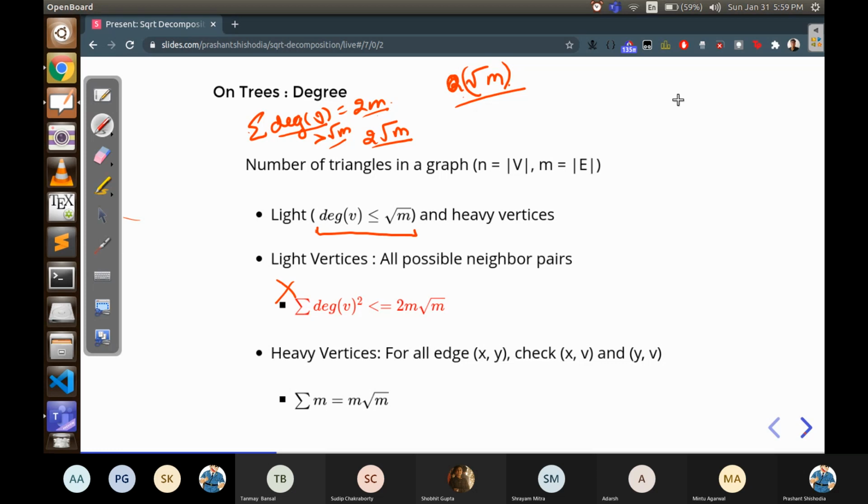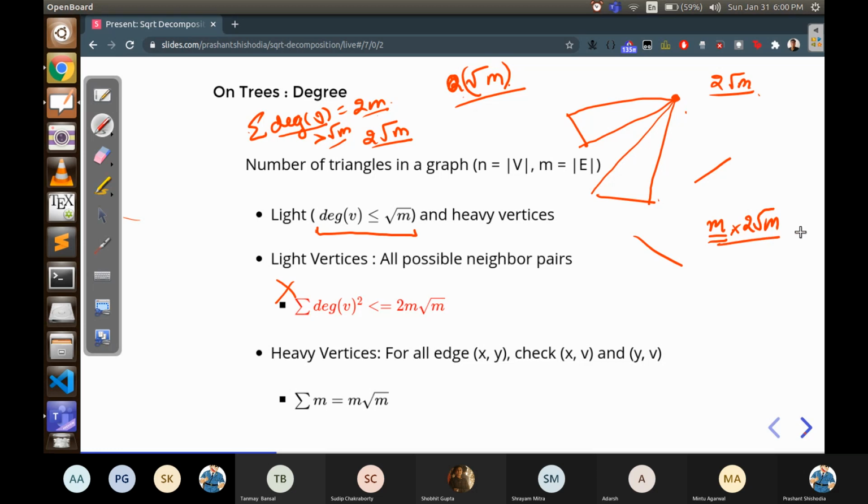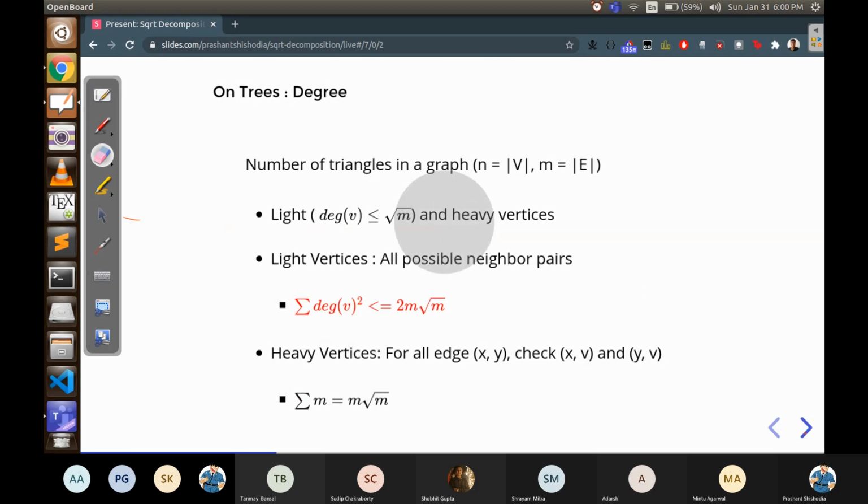For each of the heavy vertices, there are at most two root m of them. For each heavy vertex, I consider all the edges and check if they are connected to both endpoints. This takes O(m) for each vertex, and there are at most two root m heavy vertices, so this is 2m root m. So I'm done for heavy vertices, and I'm also done for light vertices by brute force. What we do for light vertices is check all the pairs.